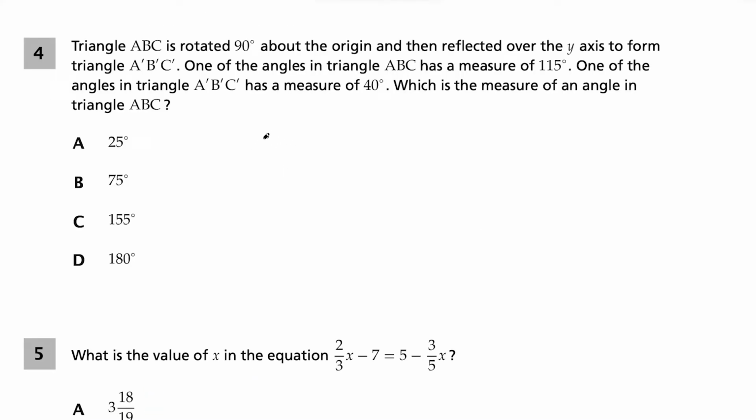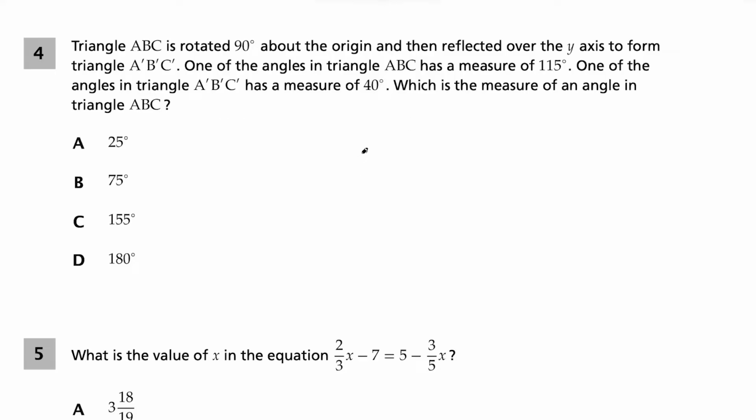Question 4. Triangle ABC is rotated 90 degrees about the origin and then reflected over the y-axis to form triangle A prime, B prime, C prime. One of the angles in triangle ABC has a measure of 115 degrees, and one of the angles in triangle A prime, B prime, C prime has a measure of 40 degrees. Which is the measure of an angle in triangle ABC?